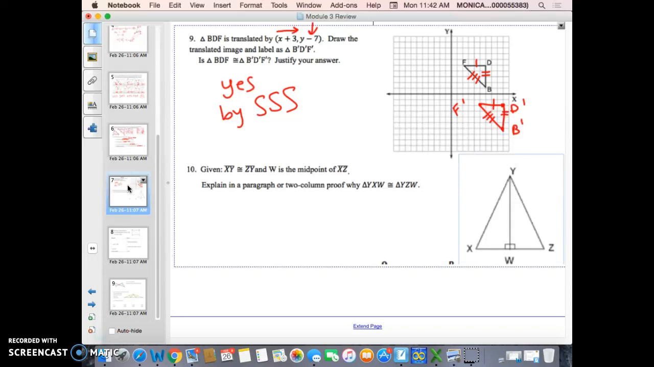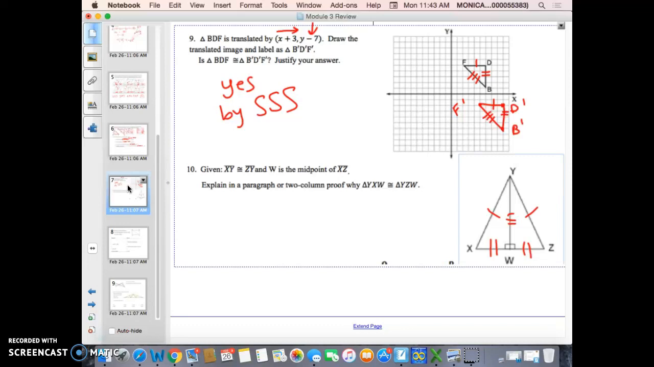All right, given XY is congruent to ZY, so I'm going to mark that up. And W is a midpoint of XZ. So midpoint definition here, these are congruent. Or got two congruent angles as well. Explain why these are congruent. Well, don't forget about using the reflexive property because you can't do ASS. Remember, don't be a donkey. So you can't do the ASS, so I'm going to have to use the reflexive property.